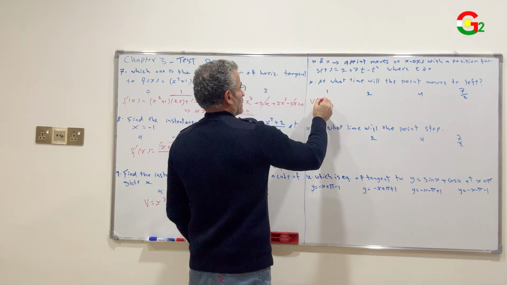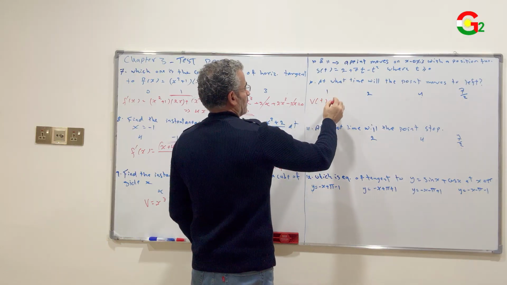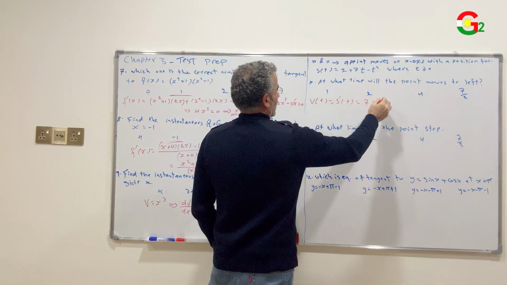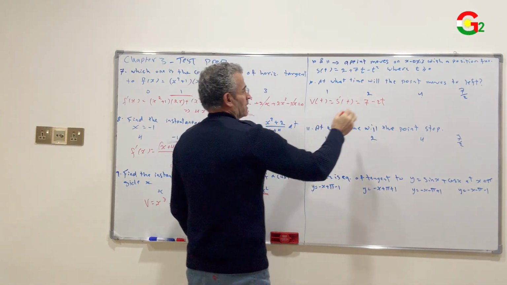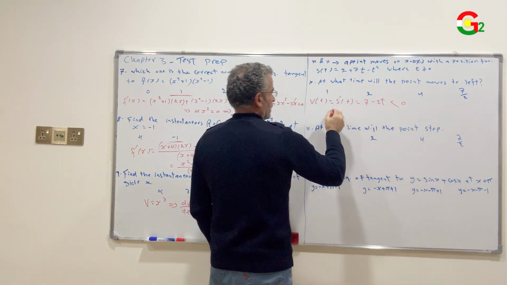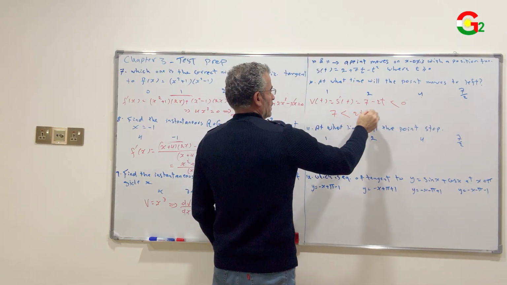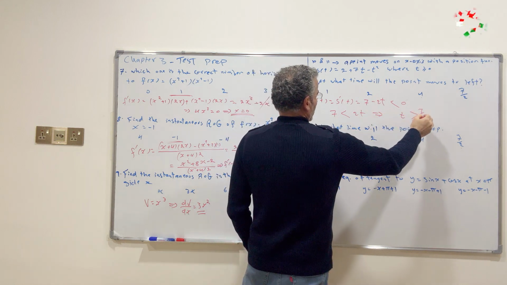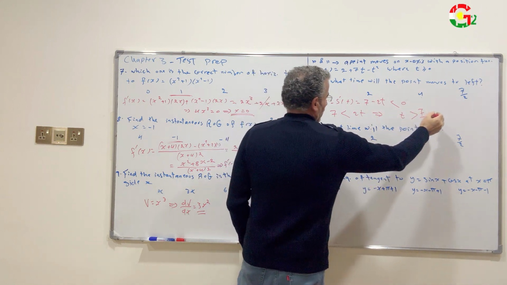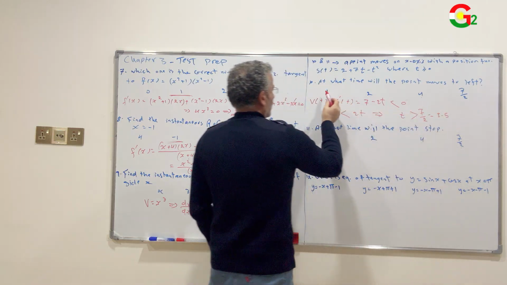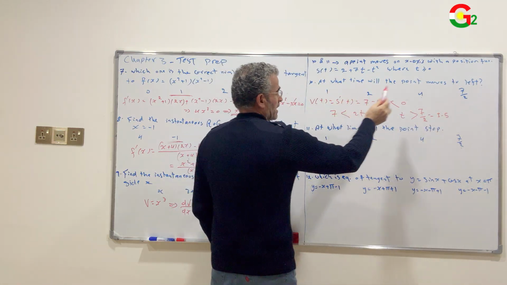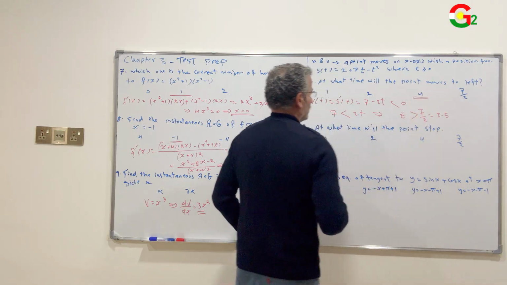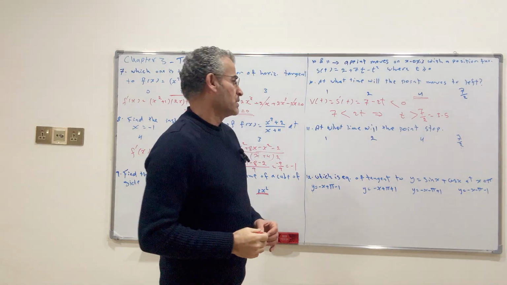Find first the velocity function, the derivative of the position function equal to 7 minus 2t. Set it less than 0, then 7 less than 2t, then t greater than 7 over 2, greater than 3.5. 1 is less than, 2 is less than, 7 over 2 equal, 4 is greater than 7 over 2, then the right choice is 4.